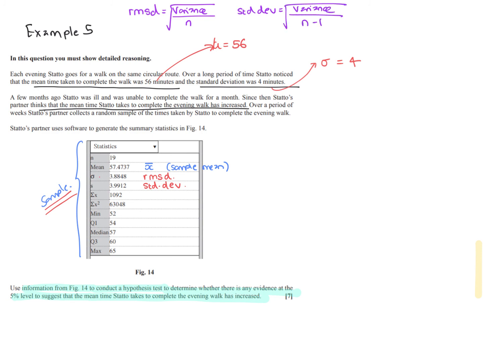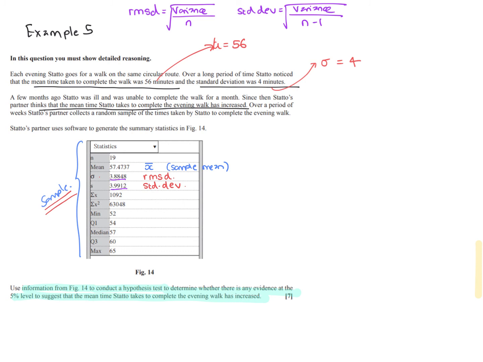Now, for the standard deviation, you're dividing by a smaller number because n minus 1 is smaller than n. And that will, of course, result in a larger answer, which is why the standard deviation is larger than the root mean square deviation. Now, what else do we have? We have sigma x squared, and then we have some information pertaining to the minimum, maximum values, the quartiles and median, which would be useful if we were drawing a box plot, but we're not doing that.